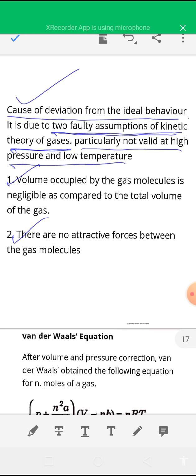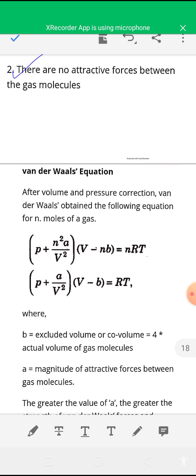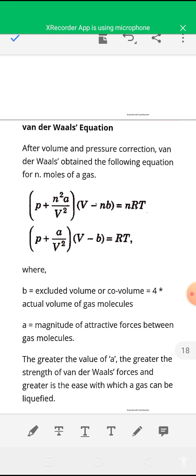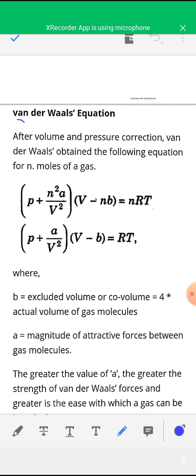I have told that you cannot neglect the volume of the gas molecules compared to the total volume of the container, and some attractive forces also exist among the gas molecules. After correcting these two points, we will get the van der Waals equation for real gas.